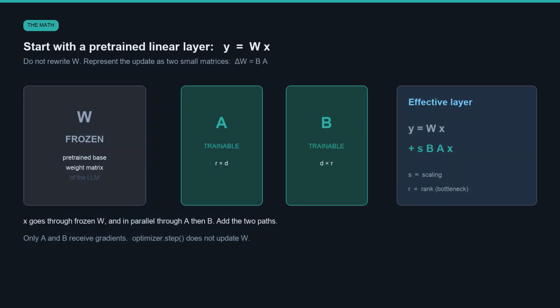A pre-trained linear layer is y equals Wx. W is the pre-trained base model weight matrix, the big frozen layer in the language model. We do not rewrite W. LoRA writes an update as B times A, two much smaller matrices. The effective map is y equals Wx plus a scale s times BAx. x goes through frozen W, and in parallel through A then B, and we add the paths. Only A and B get gradients.